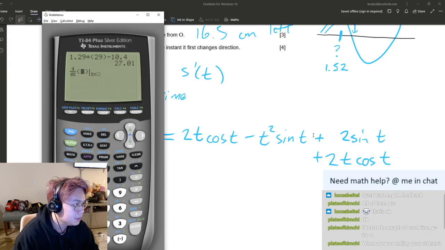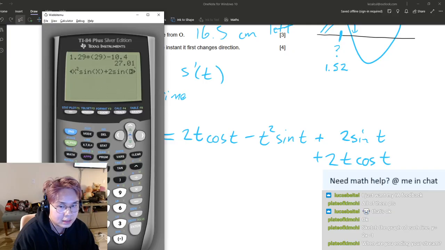And then I just put all of this in. So 2x cosine x minus x squared sine of x plus 2 sine x plus 2x cosine x. And then I want to evaluate this at my change in direction time, which is 1.52.